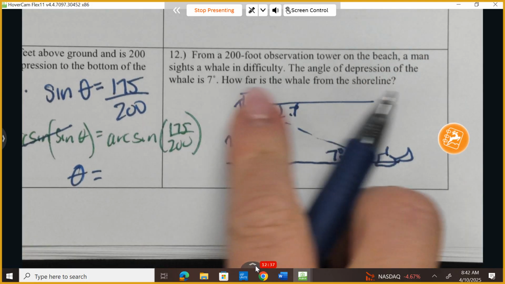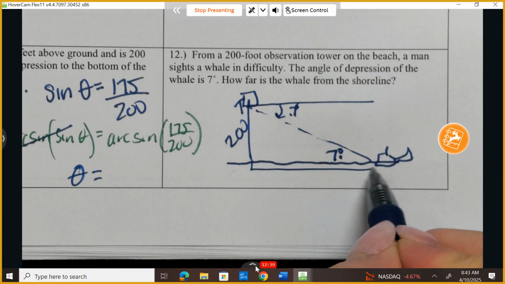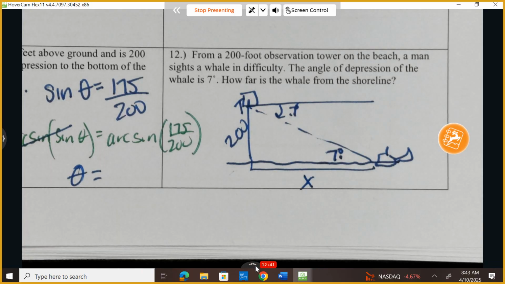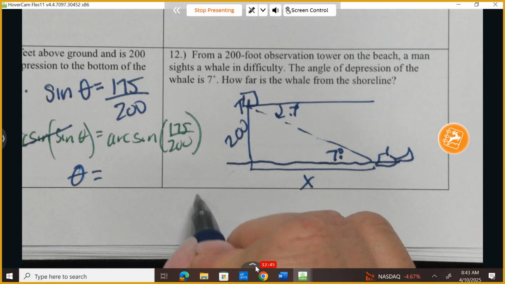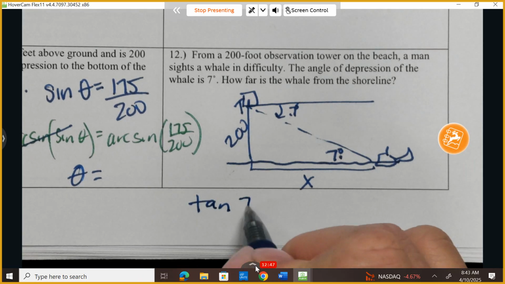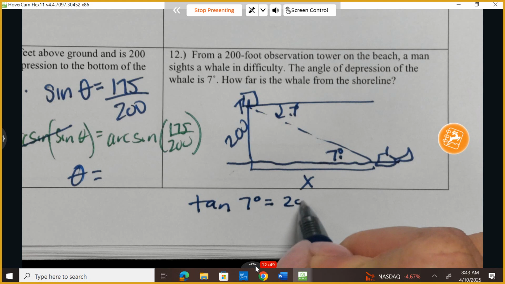And we want to know how far the whale is from the shoreline. So we want to know this distance right here. I'm going to put an X. This is where it's more difficult than most people think. So I'm going to write tangent of the angle 7 degrees equals 200 over X.